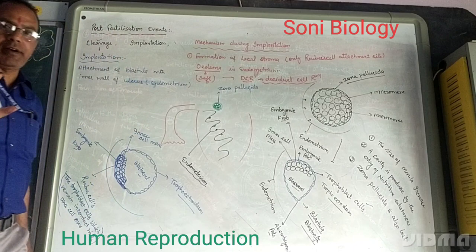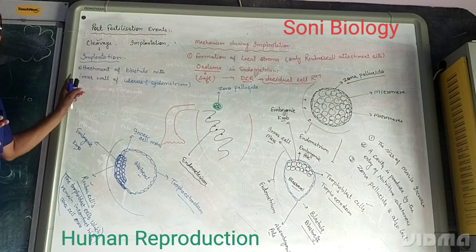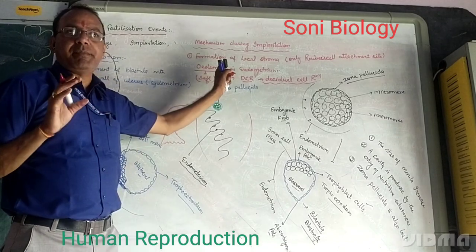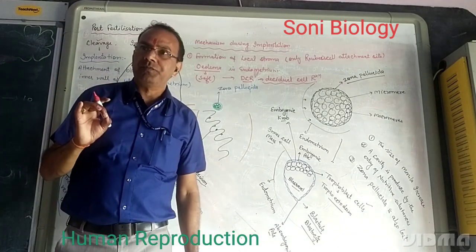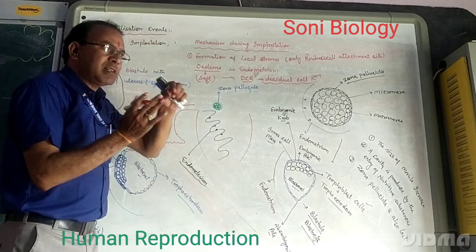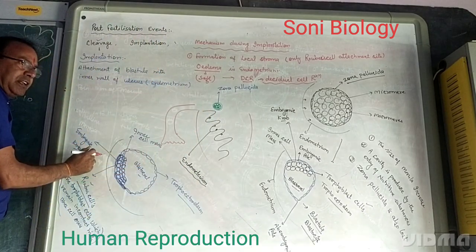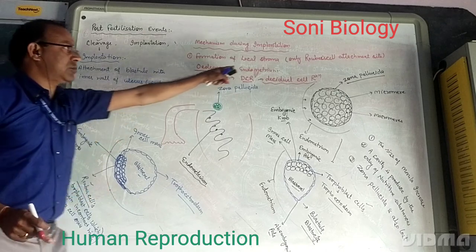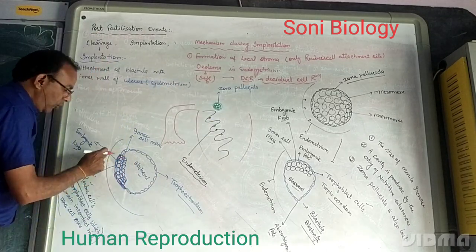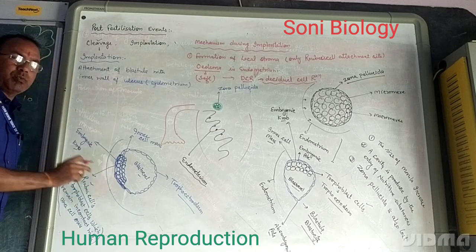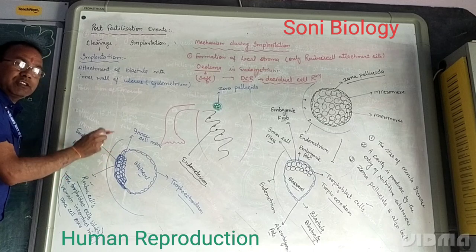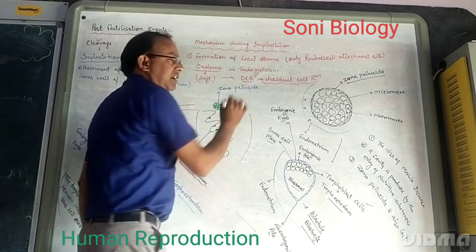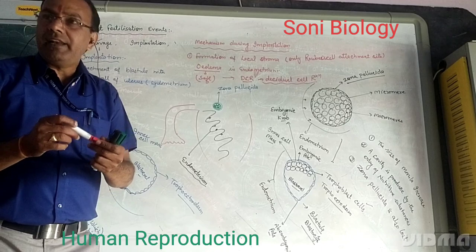Again, what do we mean by implantation? Attachment of the blastula with the inner wall of the uterus is called implantation. During implantation, the first mechanism is formation of local stromal edema. Why is it called local stroma? Only the special site which attaches to the endometrium, the site of the Rauber cells. Edema means the endometrium in this region only becomes very soft, not everywhere. So it is called local stromal edema. During this formation, it is called DCR, decidual cell reaction.